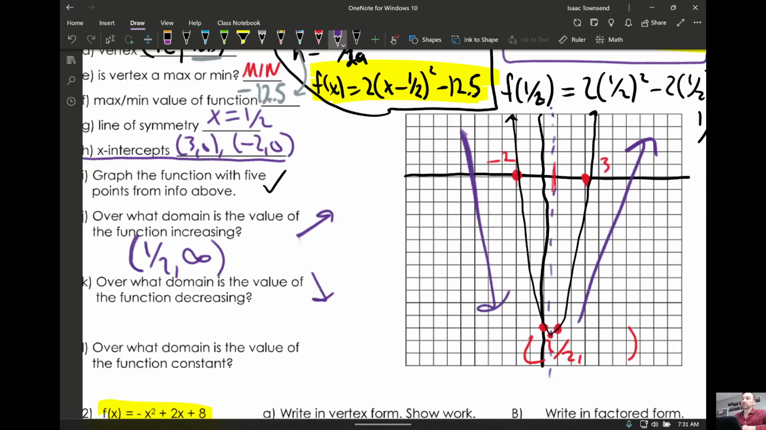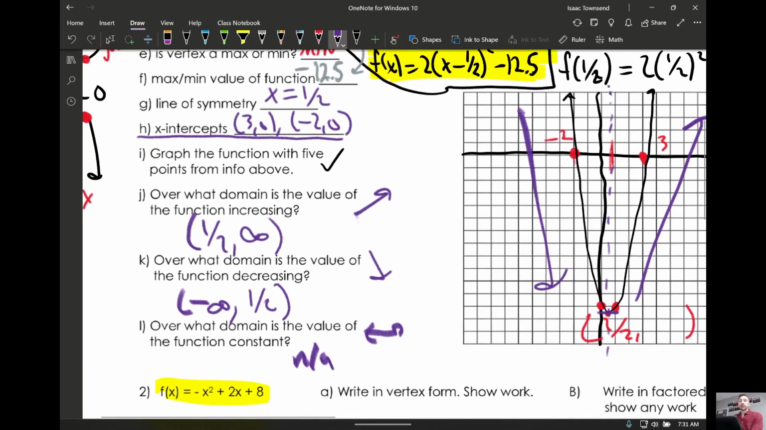Decreasing just means describe where the graph is going down. It starts going down from the far left and keeps going down till it gets to x equals 1/2. And then constant means where the graph is flat, where it has a slope of 0, and that doesn't apply here. Technically it does, it's technically 0 right here at this one instant, but we're not going to count that.